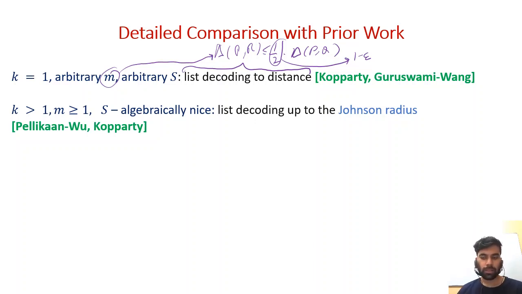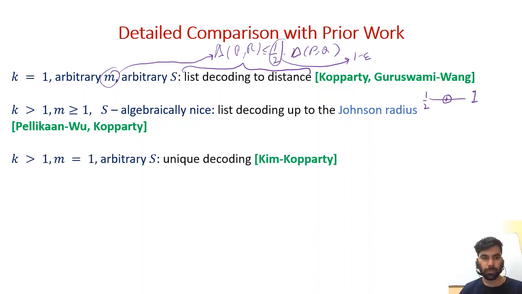Now let's generalize both of them, which is the kind of problems we are tackling in this paper, which is k being greater than 1 and m being greater than or equal to 1. And further, let's impose that S has an algebraically nice structure, that is, it is a subspace or a subfield. Then we do know how to do something. We are able to list decode up to the Johnson radius. What that means is that it's somewhere between half and 1 that we are able to decode. That is, this half can be replaced by some number between half and 1. So in particular, unique decoding is done. This is done via reduction to the univariate case using the Pellikaan-Wu argument.